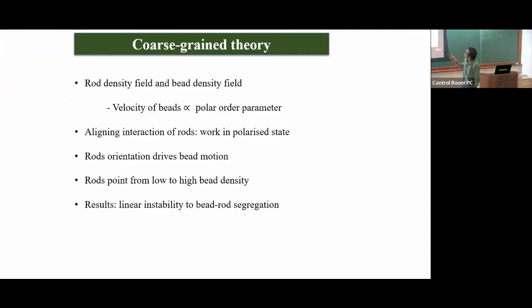The sketch of the coarse-grained theory could be that we take a rod density field and a bead density field, and the velocity of beads is proportional to the polar order parameter. This aligning interaction of rods works in a polarized state, and the rods' orientation drives the bead motion, and there is a tendency of rods to point from low to high bead density. As a result, we have a linear instability to bead-rod segregation.